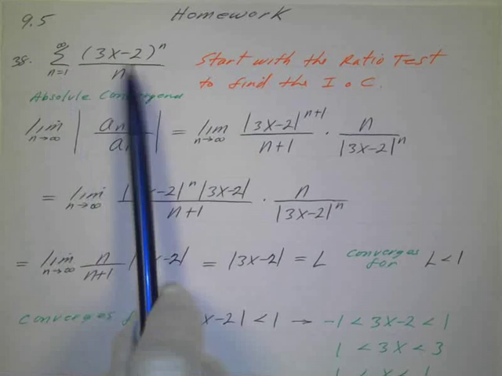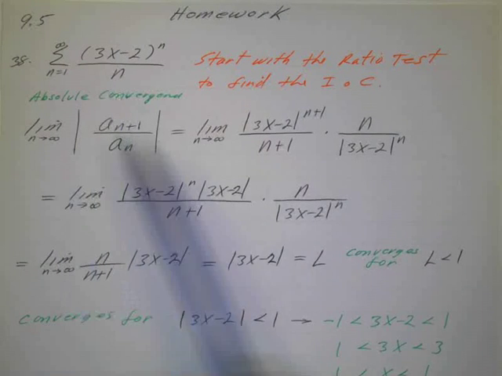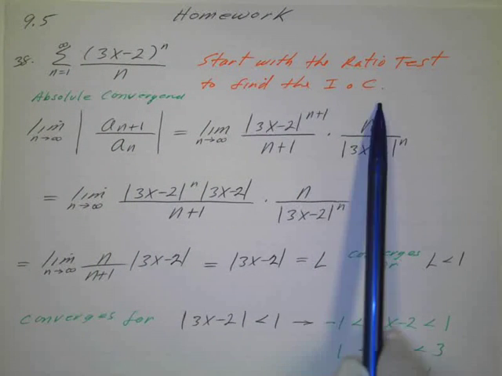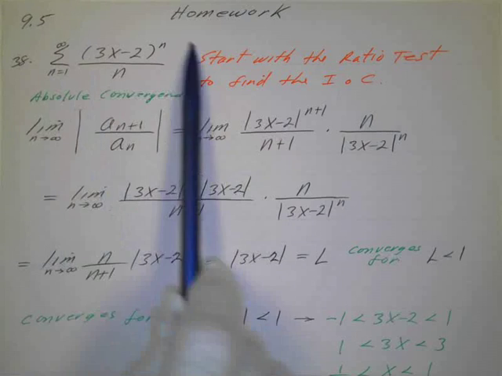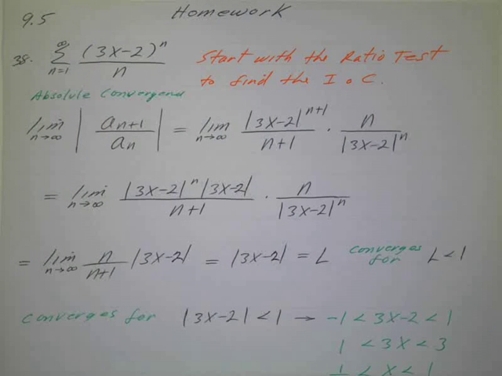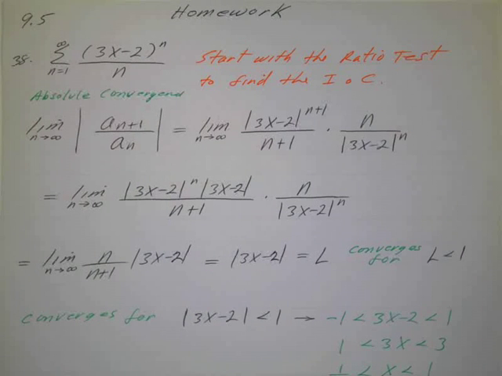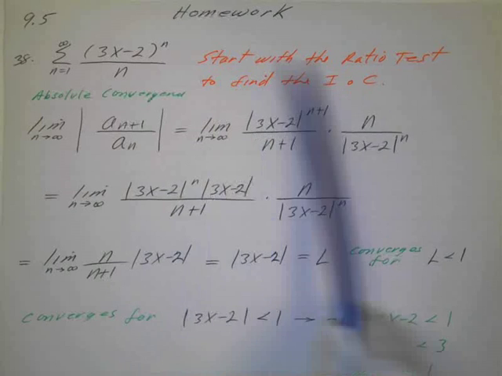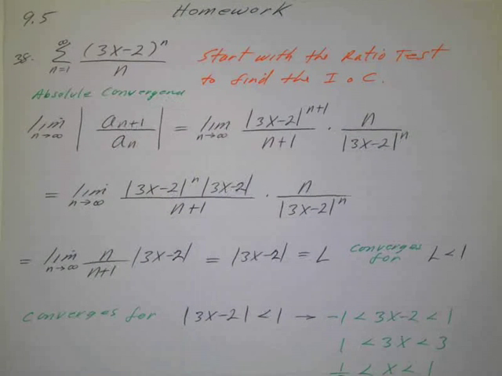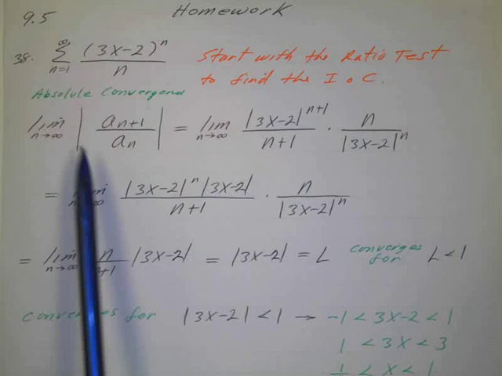So this is the summation as n equals 1 to infinity of (3x minus 2) to the n over n. We'll start with the ratio test to find the interval of convergence, because it is not a geometric series. If this was n to the n, we might be able to make it into a geometric series, but it's not. So we're going to start with the ratio test. We're going to try absolute convergence first to see where it converges absolutely.